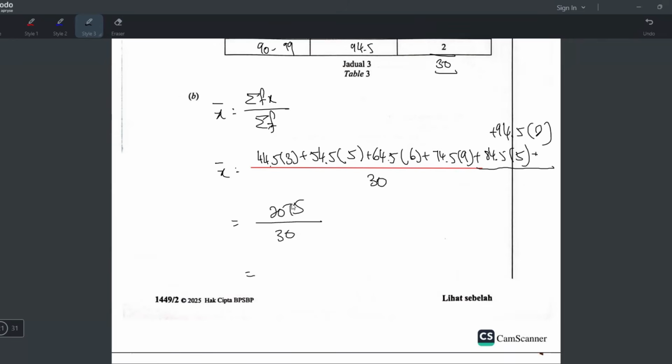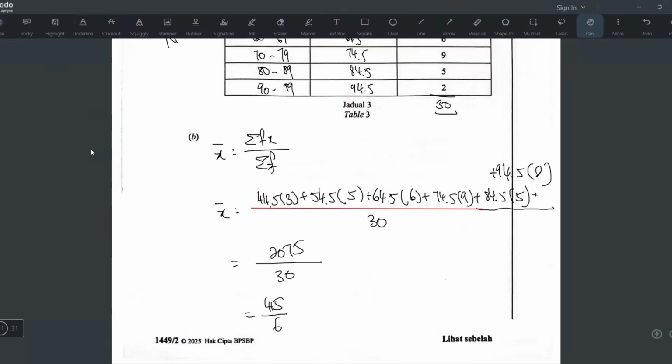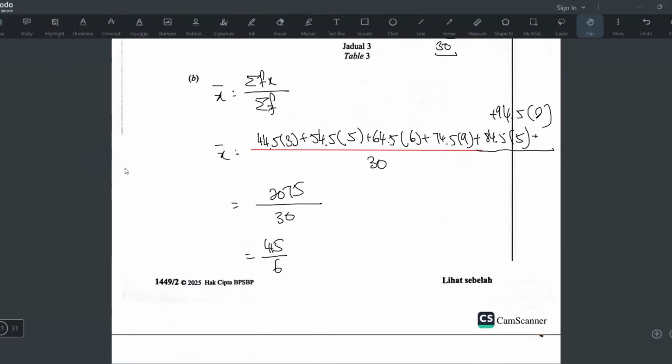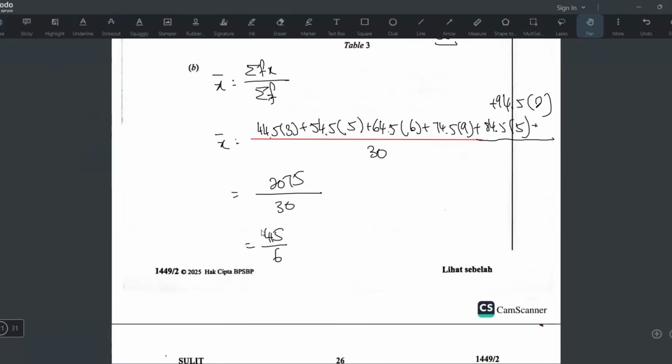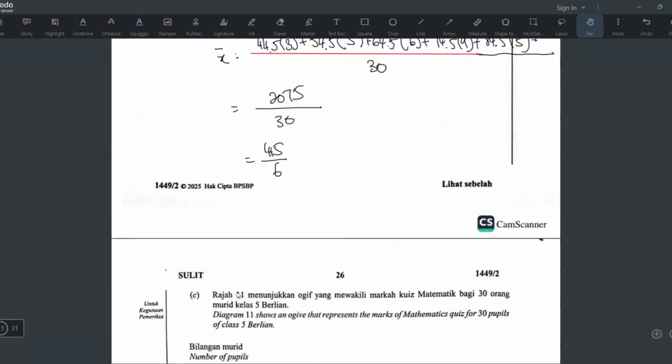But since it has a lot of decimal places, I will just write in fraction, 415/6. It's better to write in fraction if the answer in decimal has a lot of numbers, because in decimal you have to round off. There's a lot of digits after the decimal point, so I just write in fraction. So yeah, that's all. Done.